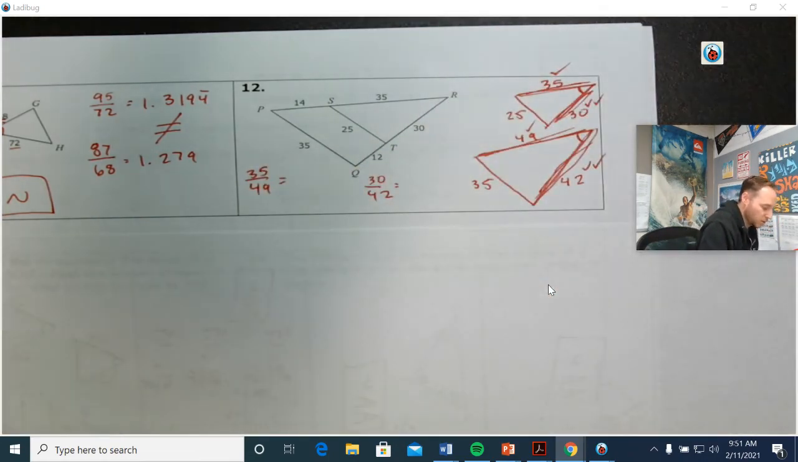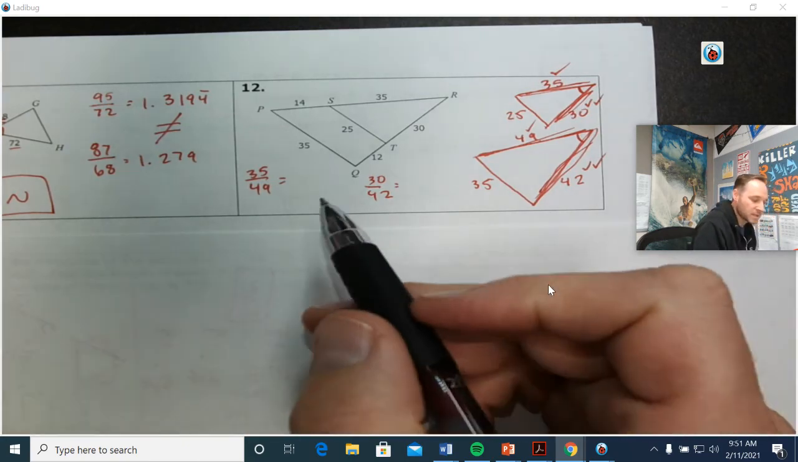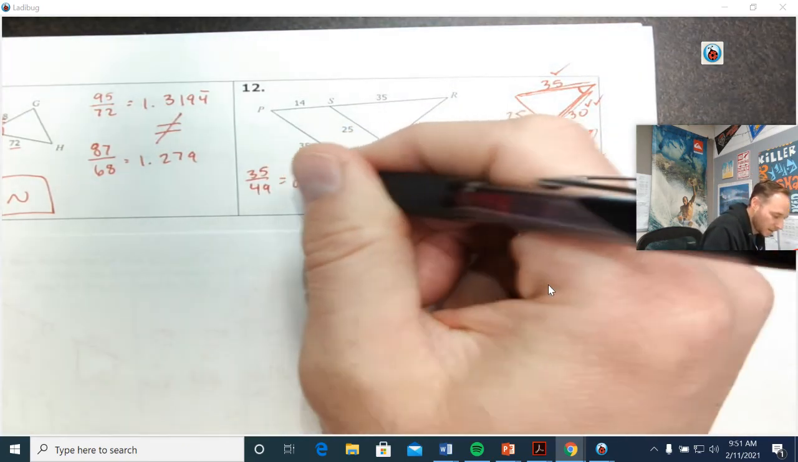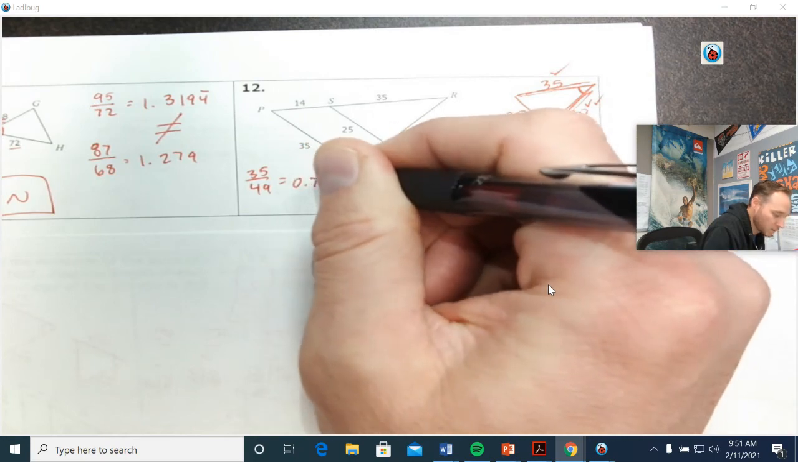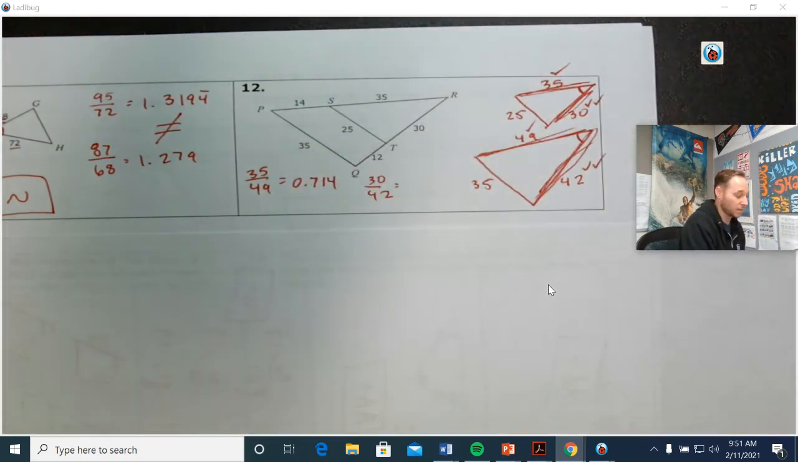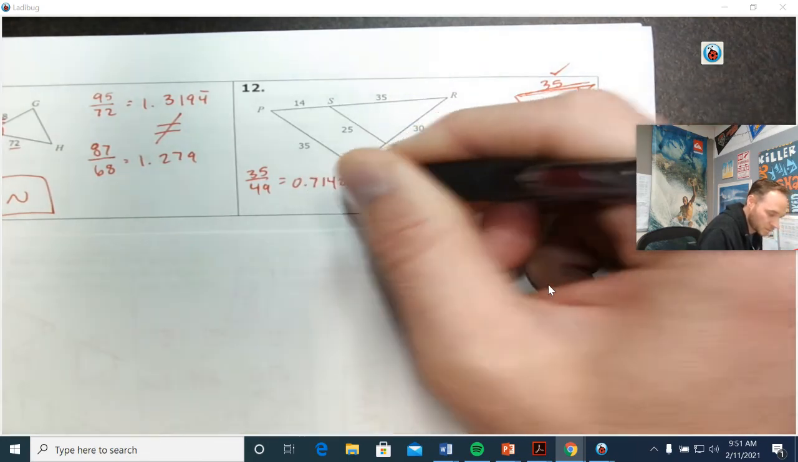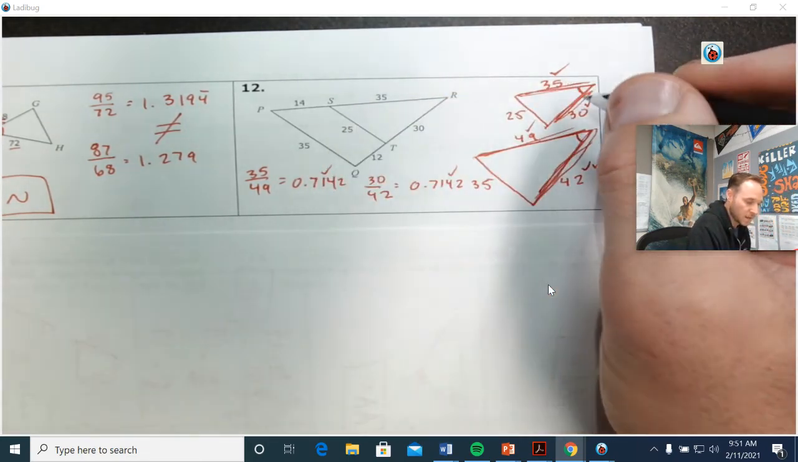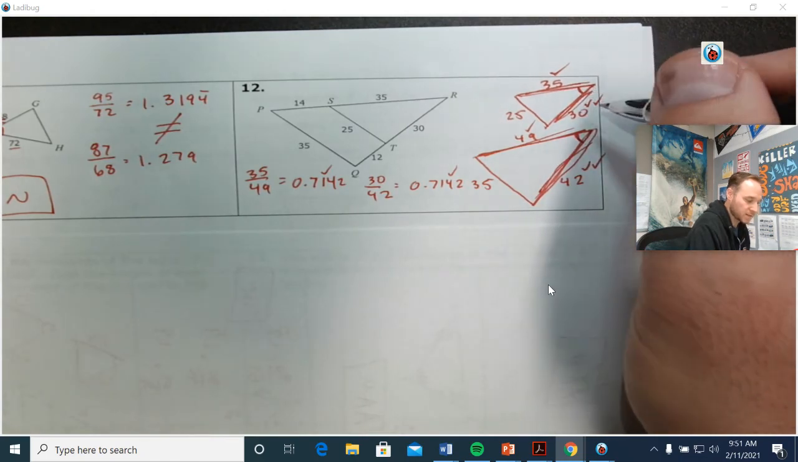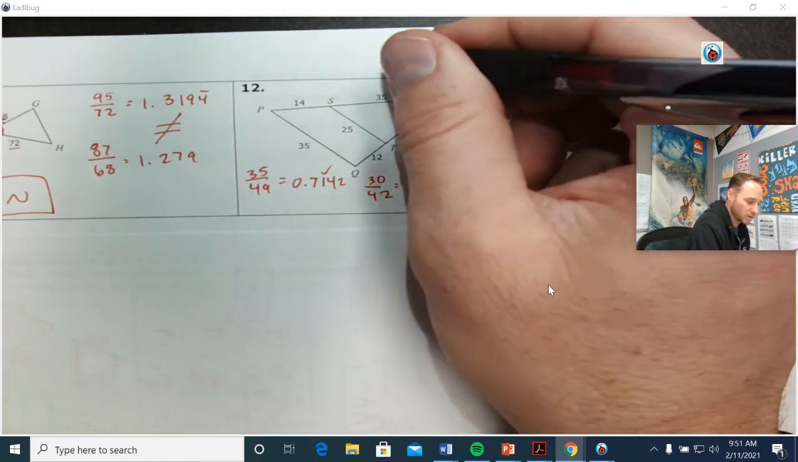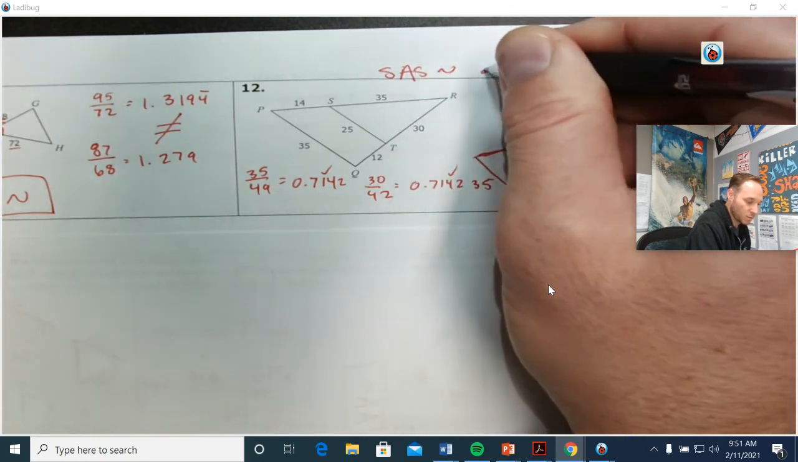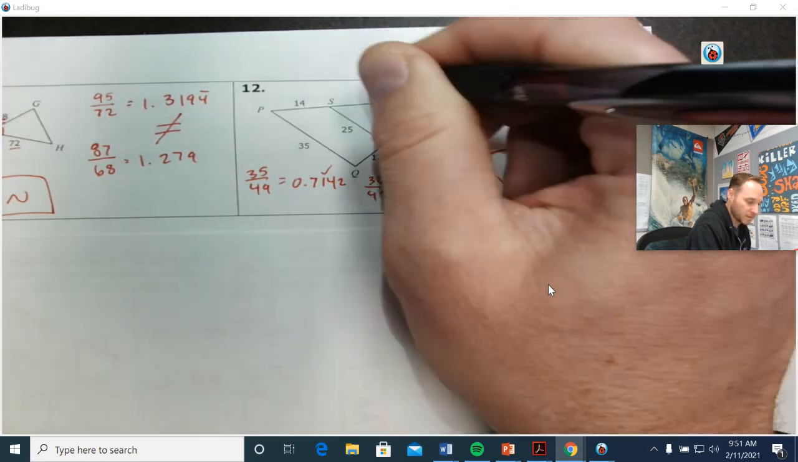It's kind of neat that we could choose which ones to do. Maybe you did side, side, side, and we will see. If one of them works, though, the other one will work as well, because that's how similarity works. So now let's do 30 divided by 42, and we get 0.7142. Perfect. They are exactly the same. So I know since they share that angle, that side, angle, side will work. So these are similar by side, angle, side, or side, side, side similarity, depending.